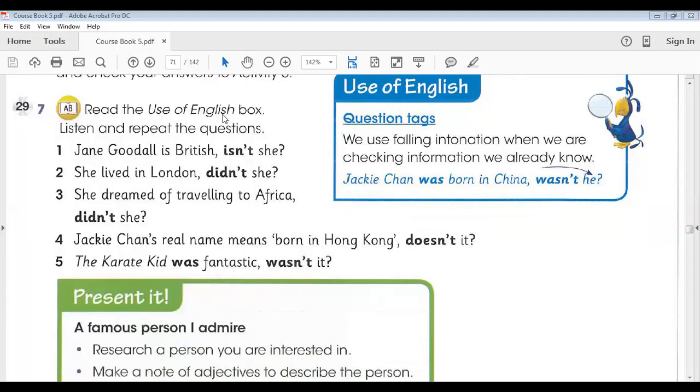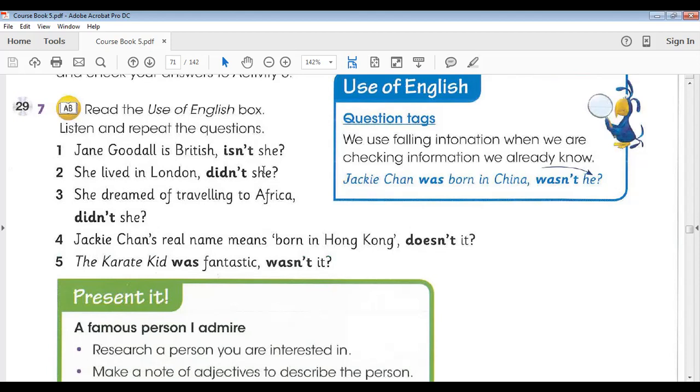Track 29. 1. Jane Goodall is British, isn't she? 2. She lived in London, didn't she? 3. She dreamed of traveling to Africa, didn't she? 4. Jackie Chan's real name means born in Hong Kong, doesn't it? 5. The Karate Kid was fantastic, wasn't it?